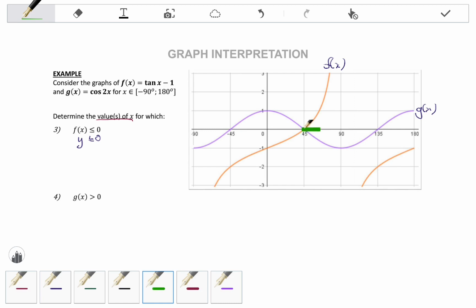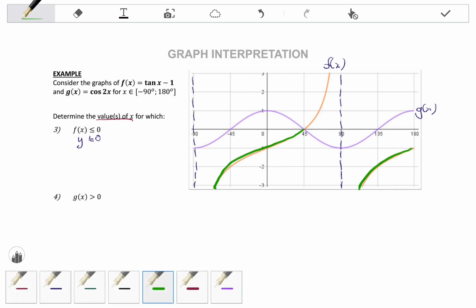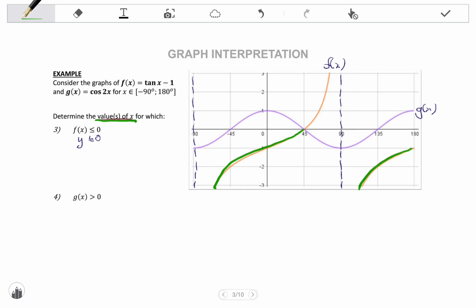F of x is below the x-axis on that part and this part, okay? And we need to remember that f of x had asymptotes, okay? So at negative 90 and 90. Okay, now we use the y coordinates to find the correct part of the graph, but we answer in terms of the values of x. So to find the values of x, we would draw vertical lines and that's how we would read off the x coordinates of these parts of the graph. Okay, so that's one part and the other part here.